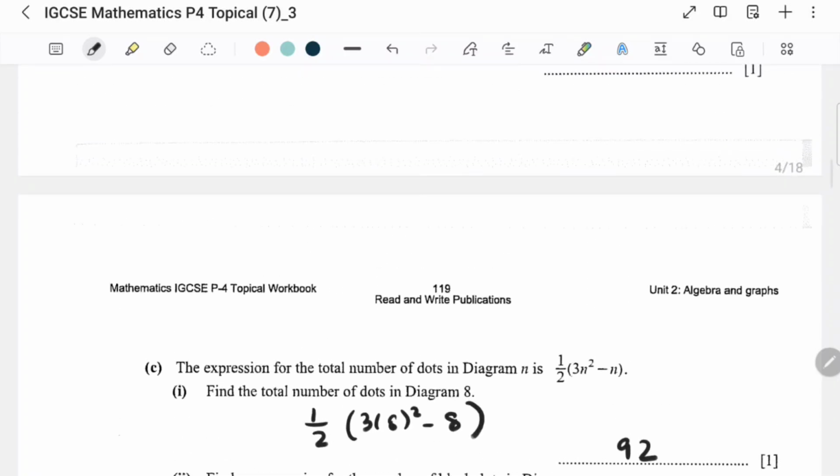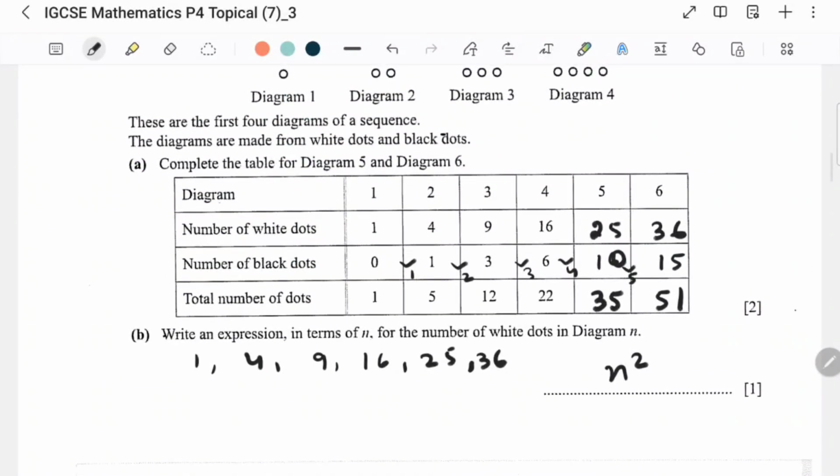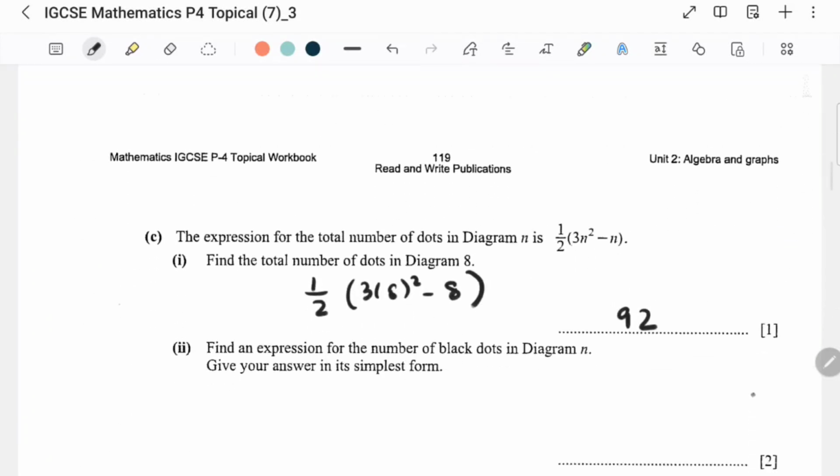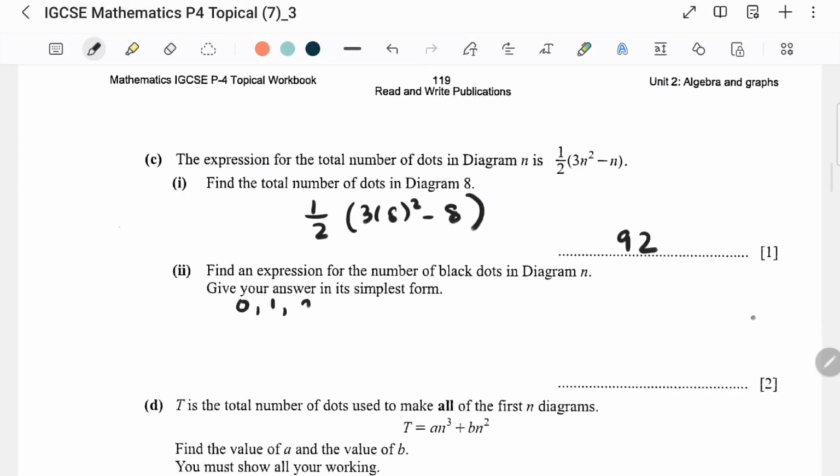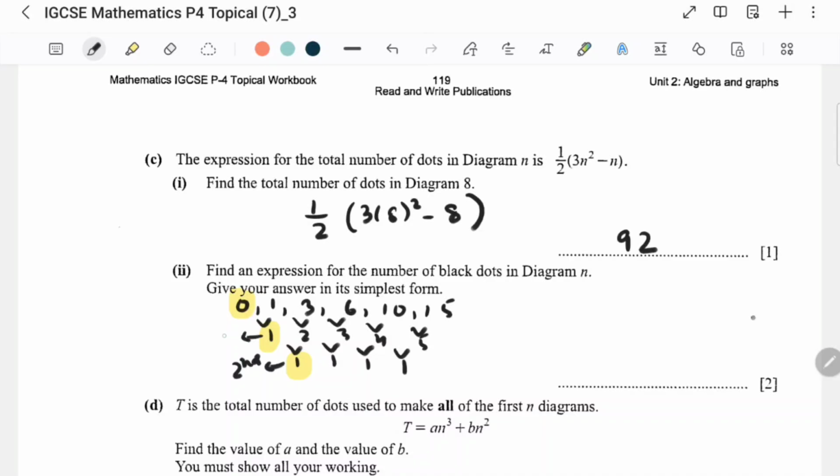So you are getting 0, 1, 3, 6, 10, 15. The first difference is 1, 2, 3, 4, 5. Now again the second difference is 1, 1, 1 and 1. It is a quadratic sequence. Remember, you will be using these numbers: the second difference, the first difference, and the first term.